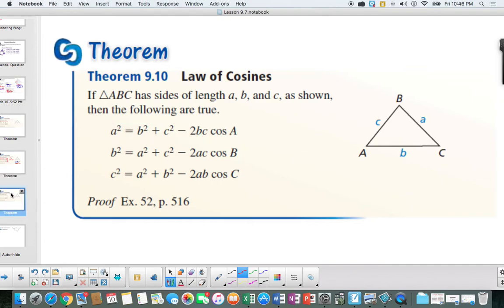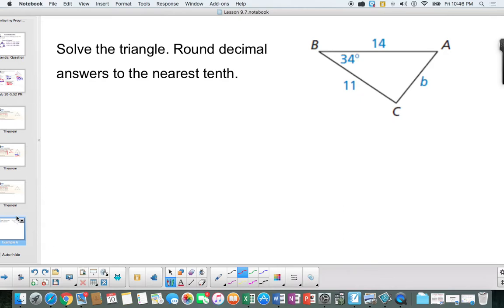Now, we are not going to use the law of cosines for right triangles. We already have things to use. So we use the law of cosines for triangles that are not right triangles. And again, one side squared is equal to the sum of the other two squares minus 2 times the product of the two sides times the cosine of the angle that you started with. Let's take a look at a problem.